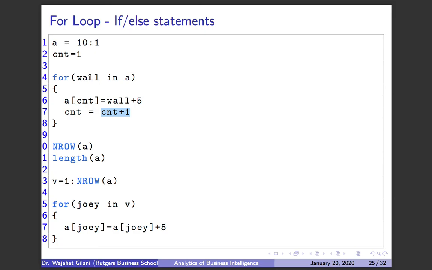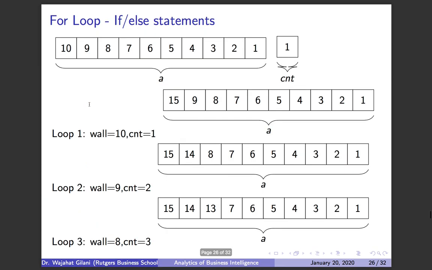And now, wall can move on to the second value in A, which is now 9. And the whole shebang happens again. In fact, here, I kind of diagram for you, right? So in the first loop, the first value becomes 15. In the second loop, loop 2, the second value becomes 14. In loop 3, wall becomes 8. CNT equals 3. Sorry, after loop 2, wall is 9, CNT is 2. But now the third value becomes 13. These variables change to 8 and 3.